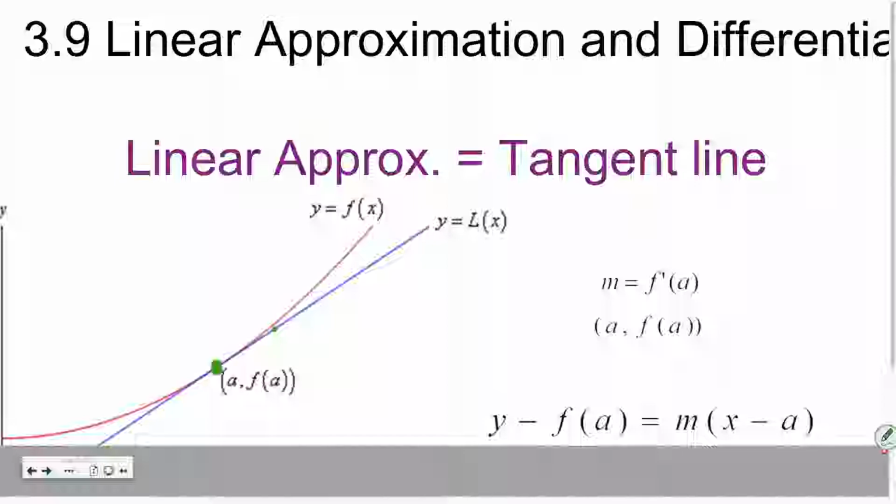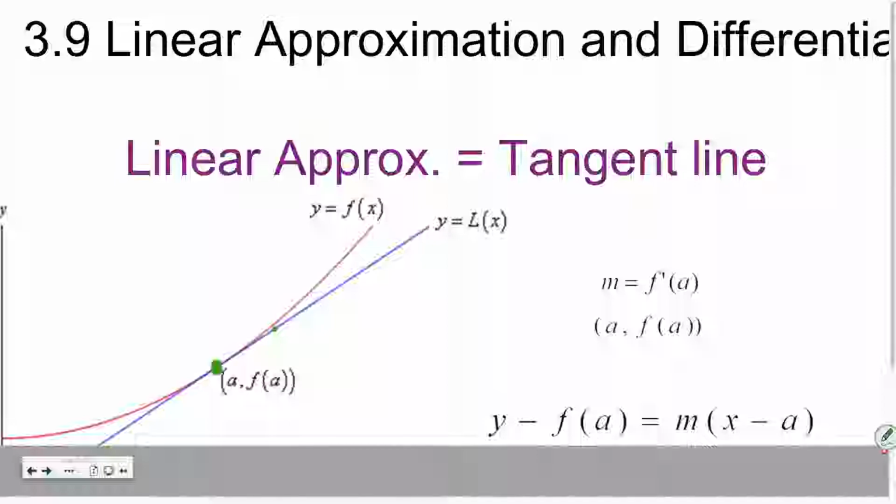Is there going to be error? Yes, but hopefully we can keep it minimal by staying close to that coordinate. The closer we stay to that green coordinate that I pointed out, the closer our approximation is to the real thing.